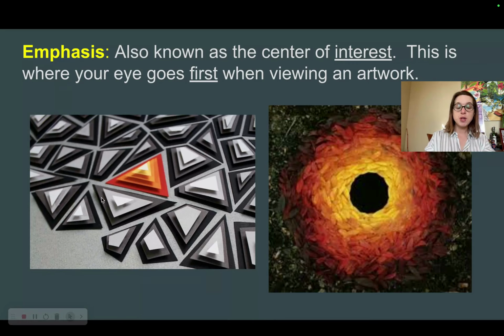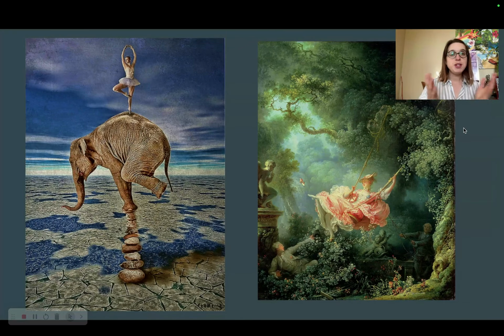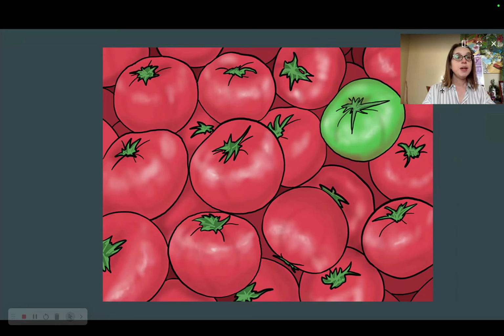So for example, in this composition, your eye likely looks at the orange and warm colors versus the black and white triangles. In this installation here, your eye probably focuses on that black center because it's contrasted against the yellow. So emphasis is not always a bright color. It can be something dark as well. Now these two paintings use emphasis in different ways. In this illustration here, your eye likely goes to that green tomato first because it stands out against all of the red tomatoes, even though the colors are very similar.